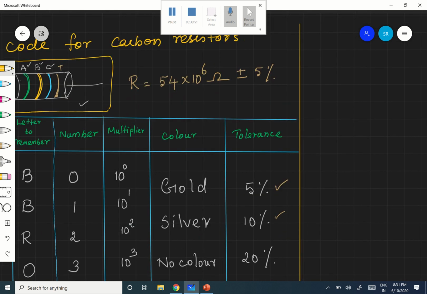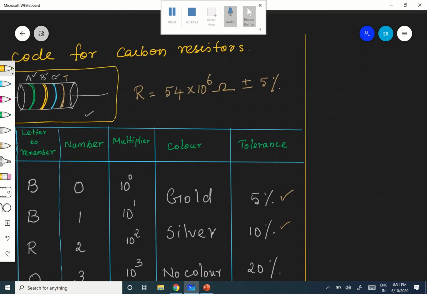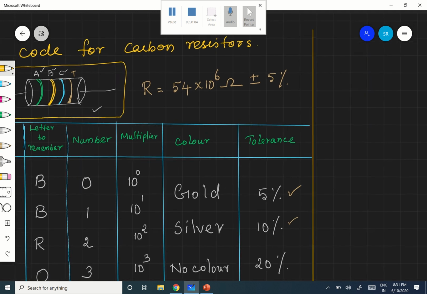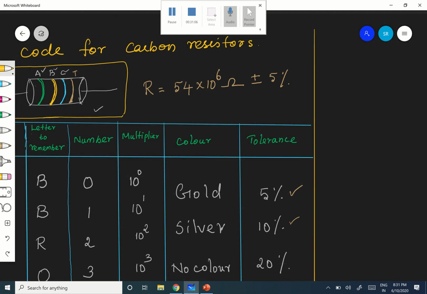Okay, it is very, very important. They will ask you for 1 mark, 2 mark, everything. Sometimes they will give the resistance and ask you the color code. Sometimes they'll give the color code and ask you to find out the resistance. There are so many like that. Even 3, 4 color codes are also there, but in your syllabus only 3 color codes and 1 for tolerance. That's all. This is enough for you.